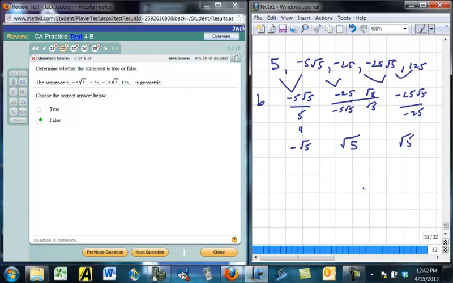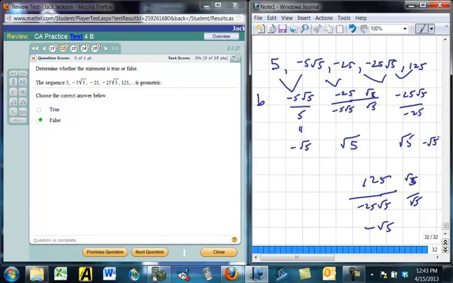And the last one, 125 over -25 square root of 5, multiplied by square root of 5 in the top and bottom. This is negative square root of 5. So if it wasn't for the signs, we would be geometric, but the signs are messing things up, right?